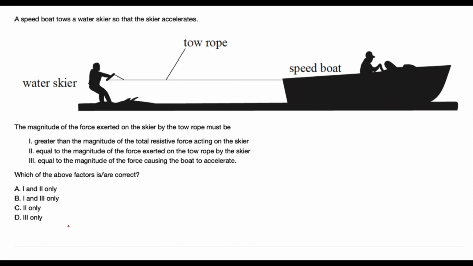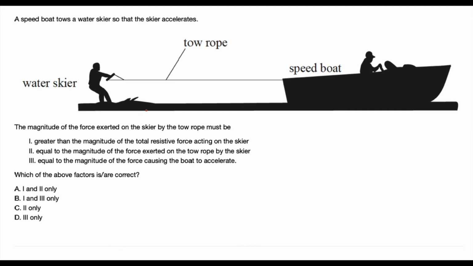A speedboat tows a water skier, so the skier accelerates. The magnitude of the force exerted on the skier by the tow rope must be greater than the magnitude of the total resistive force acting on the skier, equal to the magnitude of the force exerted on the tow rope by the skier, equal to the magnitude of the force causing the boat to accelerate. So which of the statements is or are correct?